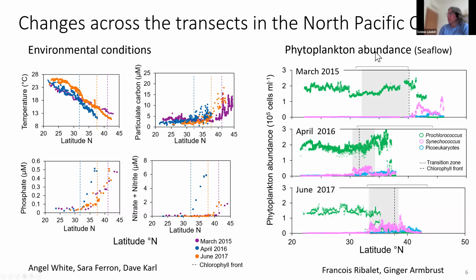And now if we have a look at phytoplankton abundance on the right, we see that Prochlorococcus is highly abundant in the subtropical waters, that Synechococcus is more abundant in the region of this chlorophyll front, and that the eukaryotic phytoplankton become more abundant as we go further north. What I'd like you to notice already is that for two of the cruises, Prochlorococcus declines north of the chlorophyll front, whereas in one of the cruises in June 2017, Prochlorococcus declines significantly south of this chlorophyll front.